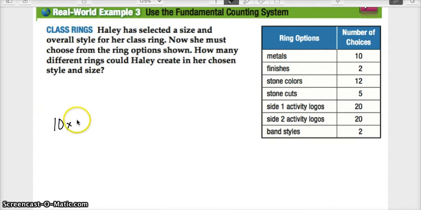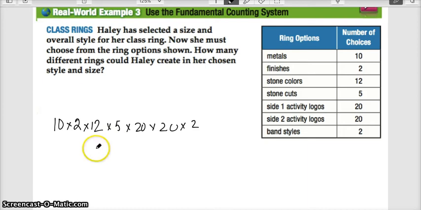If you were considering multiplying all of these numbers together, you would be exactly right. We multiply all the choices together as the fundamental counting principle asks us to do, and then we get our answer. After multiplying these together, I end up with 960,000 different choices for our friend Haley and her ring.